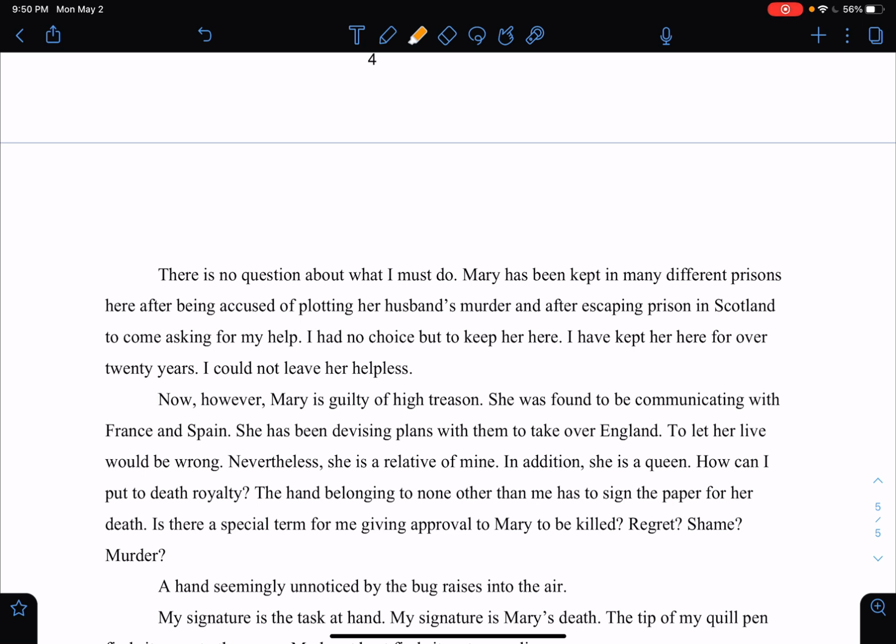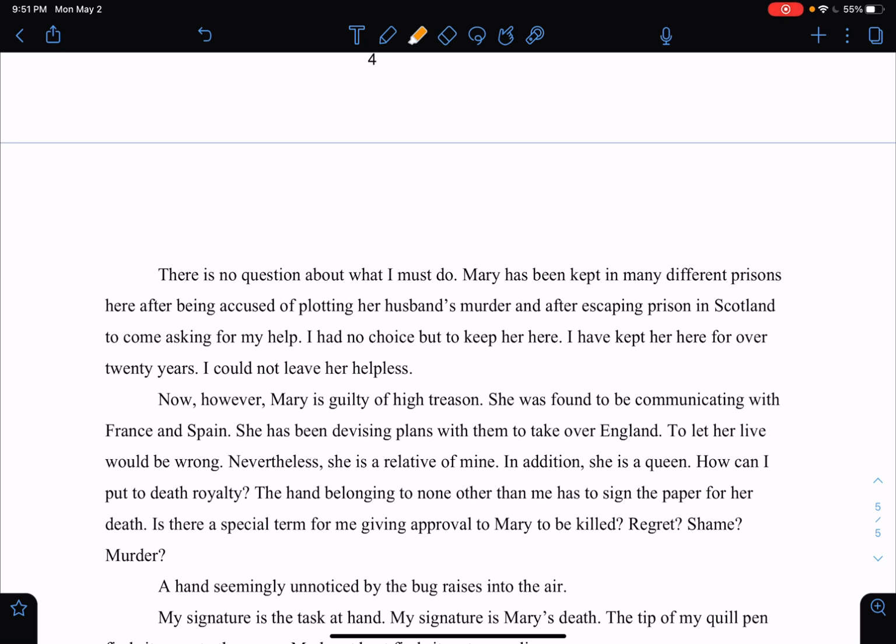"Mary has been kept in many different prisons here after being accused of plotting her husband's murder and after escaping prison in Scotland to come asking for my help. I had no choice but to keep her here. I have kept her here for over 20 years. I could not leave her helpless. Now, however, Mary is guilty of high treason. She was found to be communicating with France and Spain. She has been devising plans with them to take over England. To let her live would be wrong."